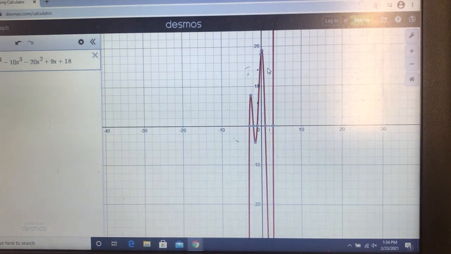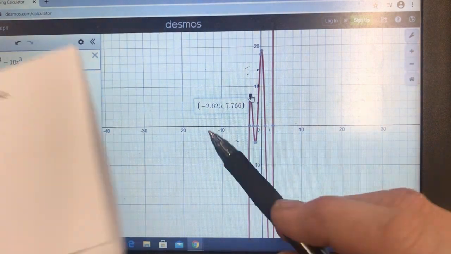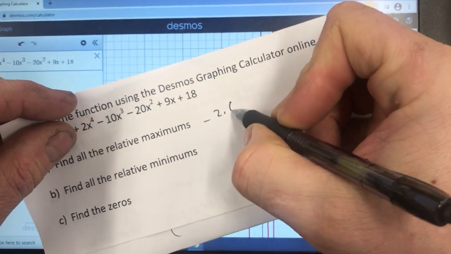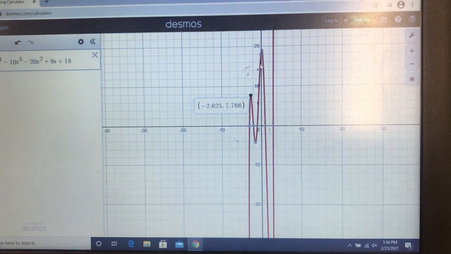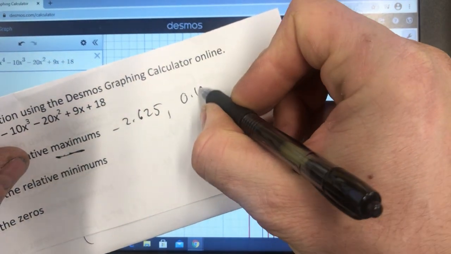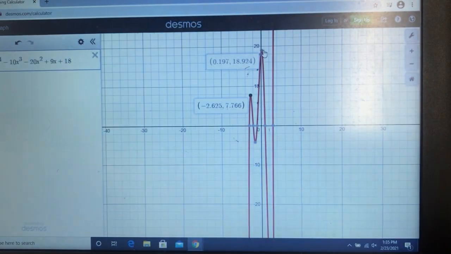So if I go over here and get my cursor, there's one is a negative 2.625. There's where one maximum is. And then there's one here, just click on it. Or negative, or a 0.197. There's where my relative maximums occur.